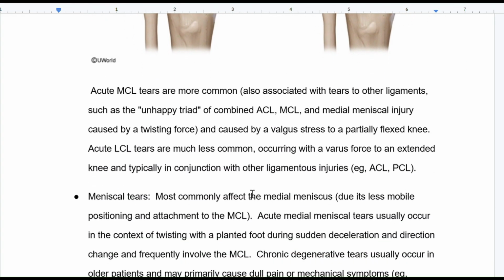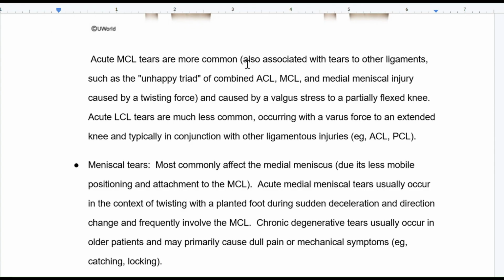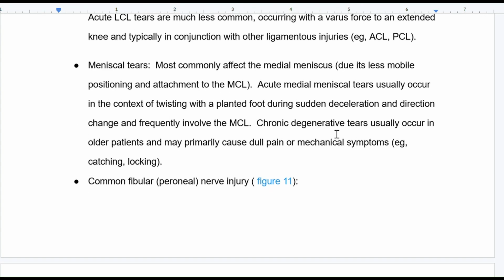Acute MCL tears are more common and also associated with tears to other ligaments, such as the unhappy triad of combined ACL, MCL, and medial meniscal injury caused by a twisting force and a valgus stress to a partially flexed knee. Acute LCL tears are much less common, occurring with a varus force to an extended knee, and typically in conjunction with other ligamentous injuries, such as ACL, PCL.